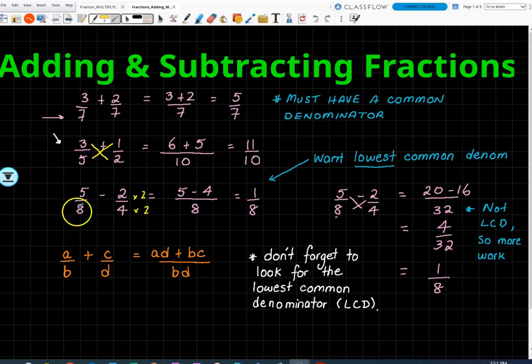What happens if you had something like 5 over 8 and 2 over 4? We're not going to say 8 times 4, because then we're just dealing with bigger numbers. We're not wrong if we do that, but we're just making our life harder. So we always look to find, can we get the lowest common denominator possible? And in this case, what goes into 8 and 4? It has to be 8.